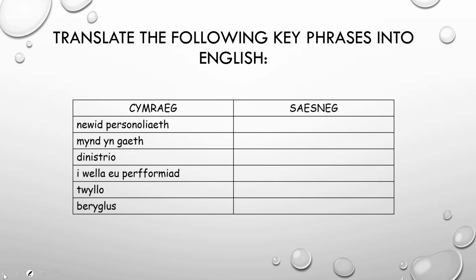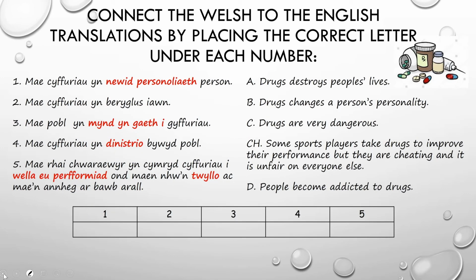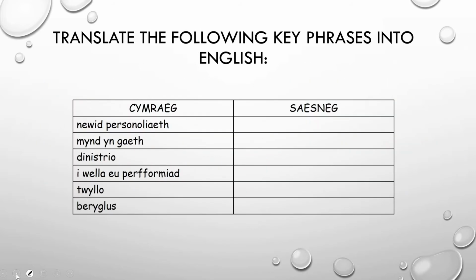Now, if I refer back to the previous slide, you will notice that all of them, apart from the last one, are in red on this slide. So if you've worked out the connections already, then you should be able to work out what newid personoliaeth means. So you don't need to Google Translate for this particular translating task.